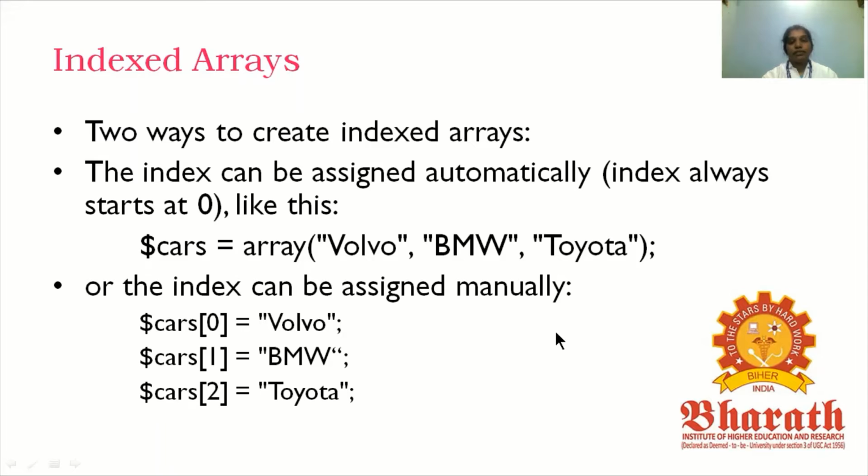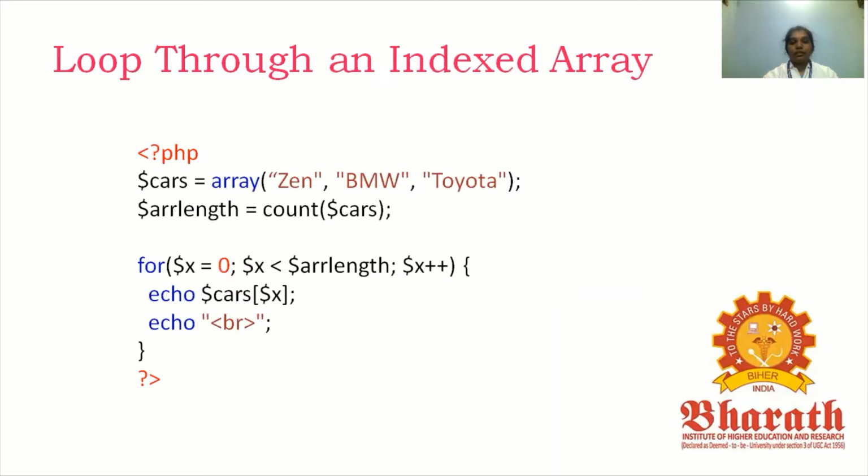The index can be assigned manually. Like a normal variable, how can you assign a value to a normal variable? $car is equal to, like that you can assign. Now we are discussing the array concept, where we use the index. So a single name but different values. See, the names are common but the indexes are different. This is the way to create an array.